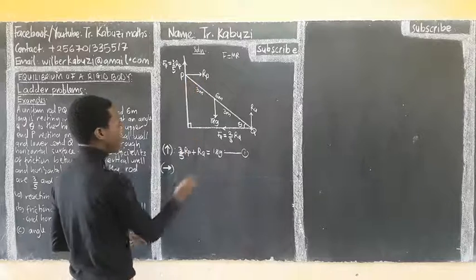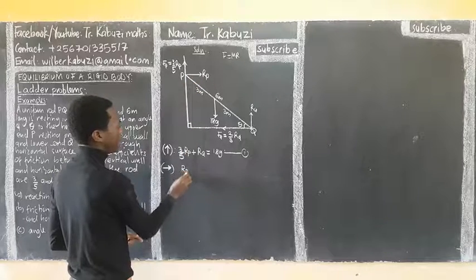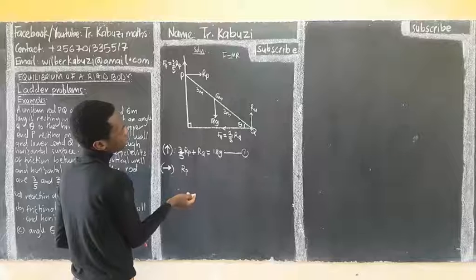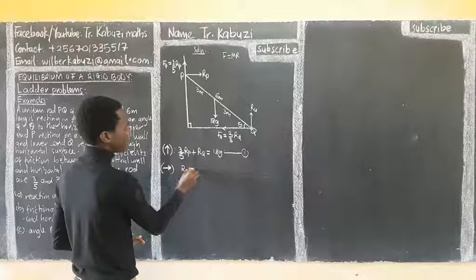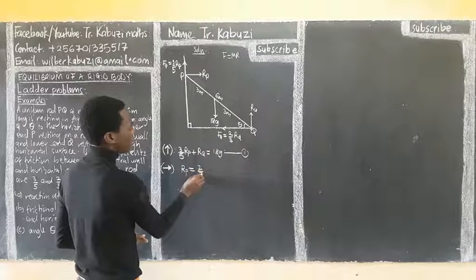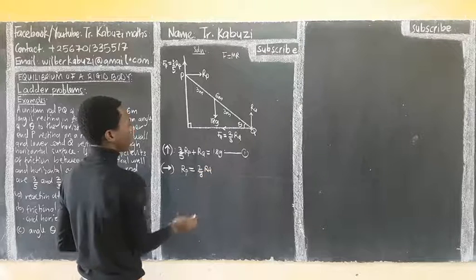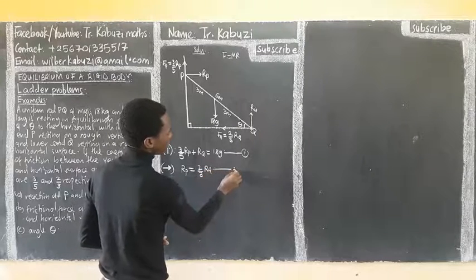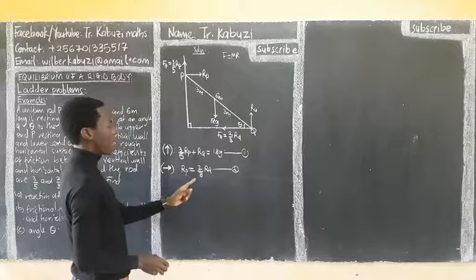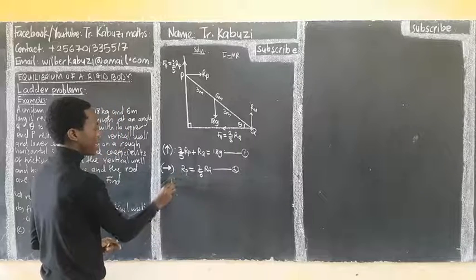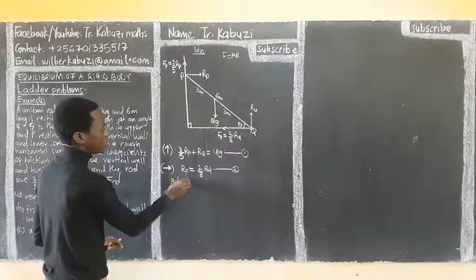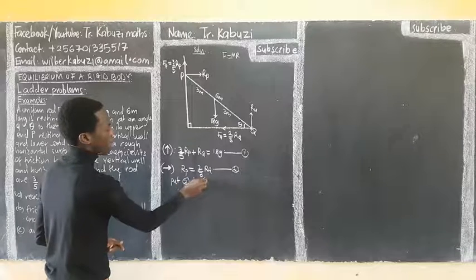First of all, this one is going in that direction, so our RP, that's the only force going horizontal. So it is equal to 2/3 RQ. I call this equation 2. So now we have RP, we put it there. So we say put 2 in 1.